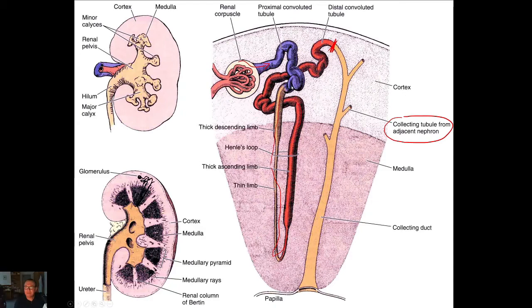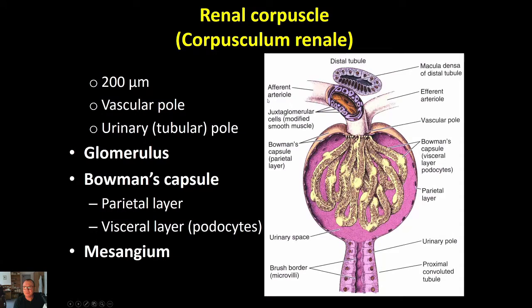So I'll describe now all parts of the nephron, and let's start in the renal corpuscle. Renal corpuscle, or corpusculum renale, is about 200 micrometers in diameter, so it is just at the level of naked eye visibility, but very small, and it is composed of 3 components.